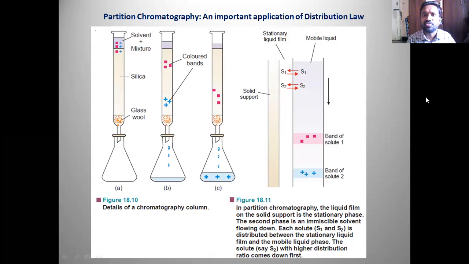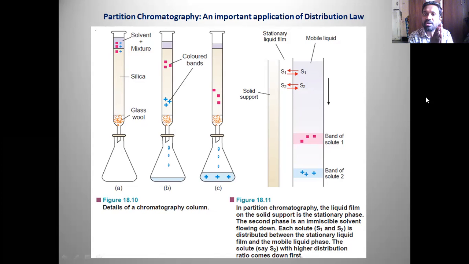One more important application of the distribution law, not the solvent extraction, is partition chromatography. You have learned this chromatography in your first semester, maybe, so I am not going to elaborate on this. You know the principle even. There is a stationary phase and there is a mobile phase. Initially your compound which has to be separated is adsorbed on the stationary phase, and the mobile phase is running on this stationary phase. Usually the stationary phase would be silica gel and the mobile phase is an organic solvent.